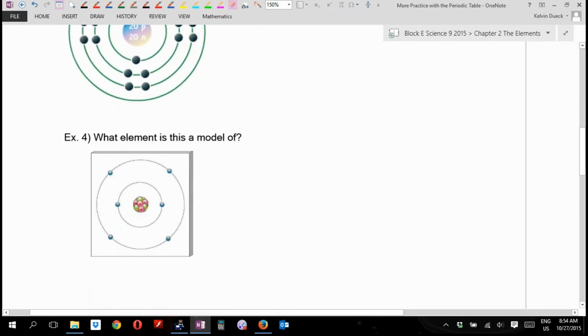Hey, what's this a model of? Carbon. Let's see. How many electrons? So how many protons if it's neutral? 6. So you're telling me it's element number 6? Carbon? I agree. Is carbon 6?